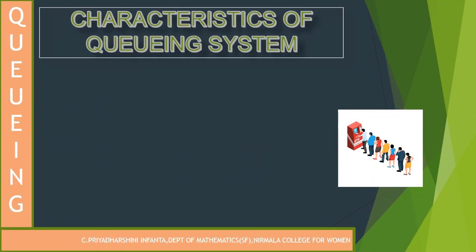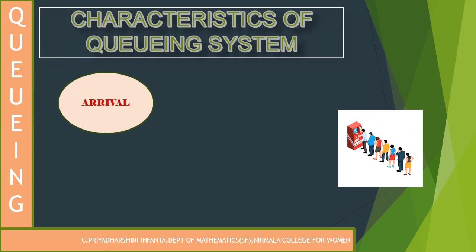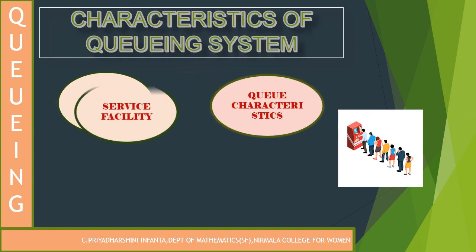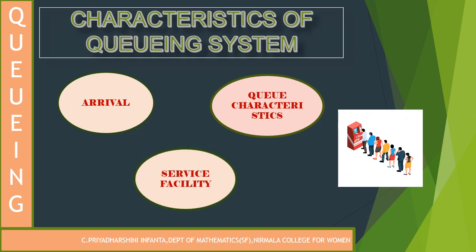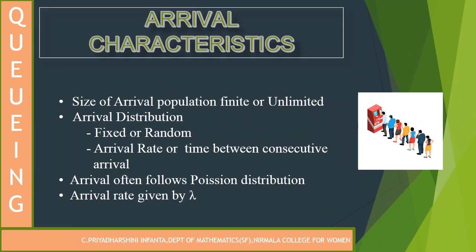Characteristics of queuing system. Some of the characteristics of queuing system are arrival characteristic, queue characteristic, and the service facility. Let us now look into the arrival characteristic.